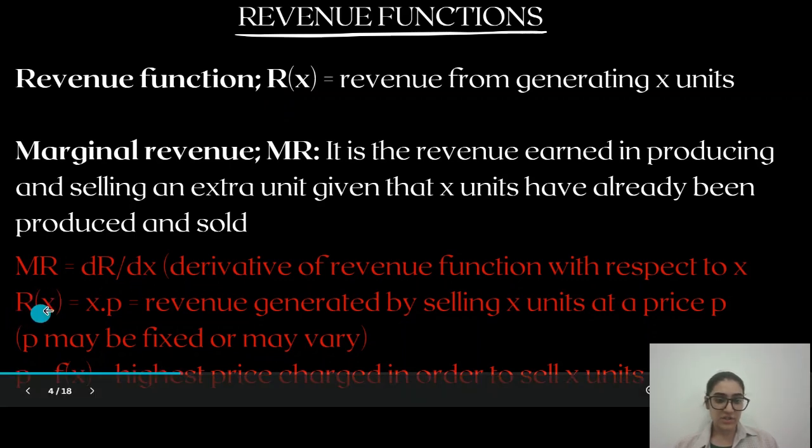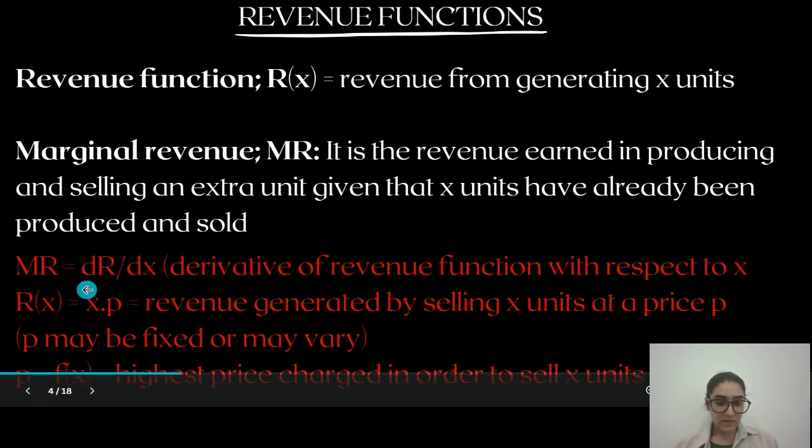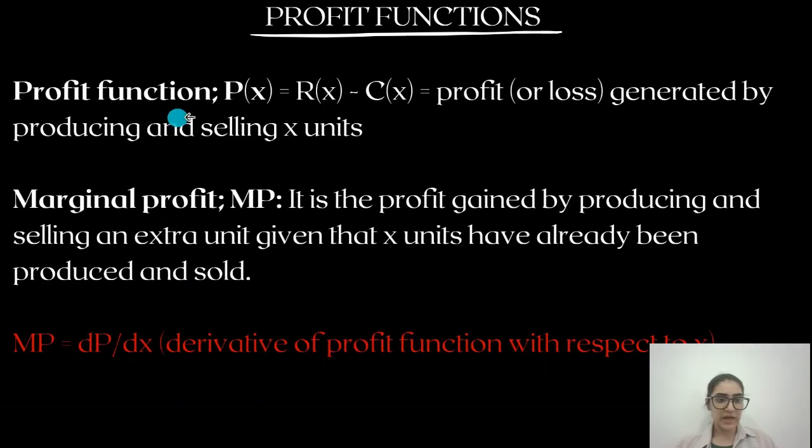Revenue function, or R of x, can be calculated by the revenue generated by selling x units at a price P. The price P may be fixed or it can vary. So, price P is equal to f of x, which is the highest price charged in order to sell x units. So moving forward, we have the profit function, which is P of x.